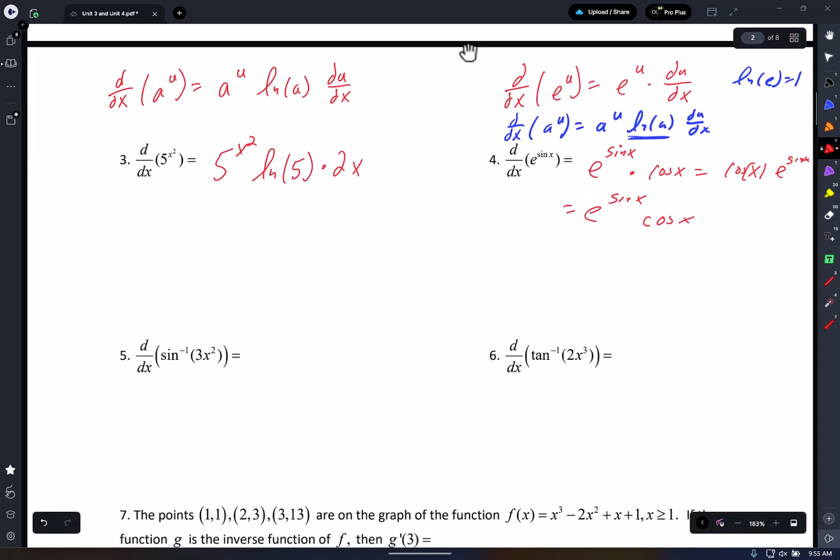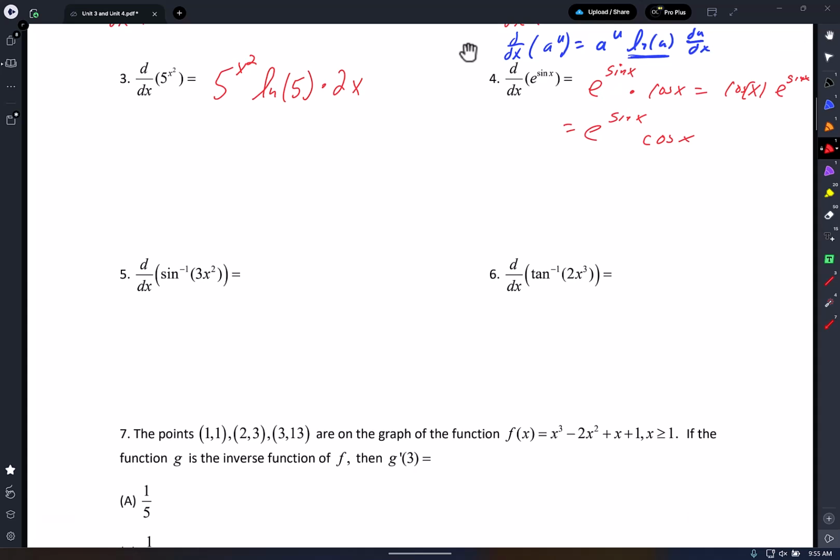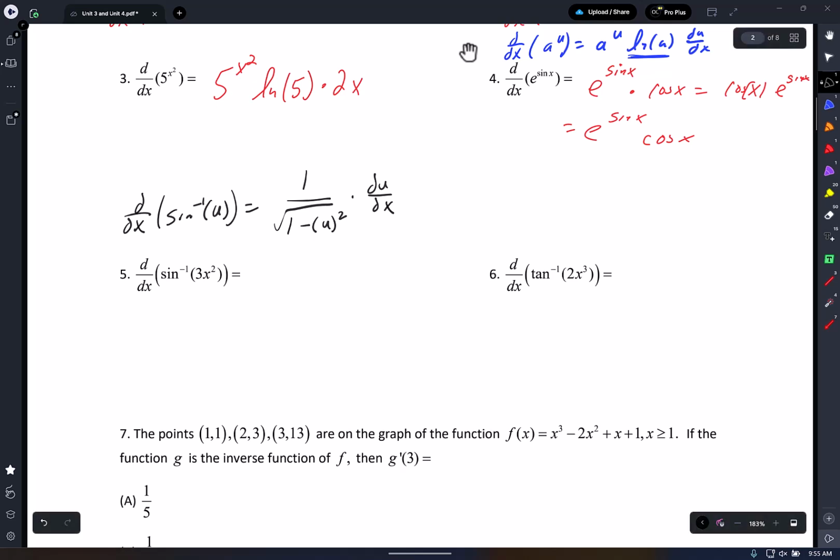All right, there it is, guys. Let's go to this one. There's the derivative of arc sine. I'll go ahead and write the rule right here in the top. d/dx of arc sine of u is 1 over the square root of 1 minus u squared, times du/dx. So there it is, and that's all we're going to do. We're just going to do that.